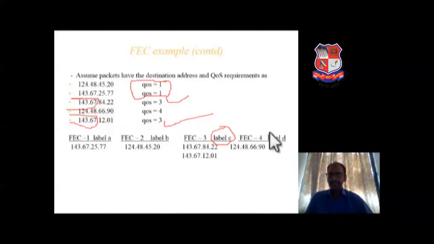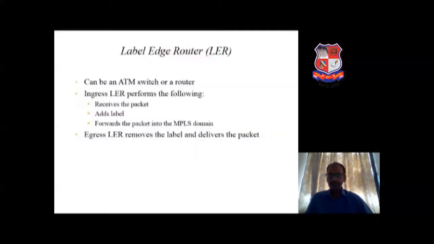And that's what here 124.48.66.19 has been given a different label, and 124.48 which requires QoS parameter 1 has been given a different label. Similarly, the one thing left, that was QoS 1 with 143.67, has been assigned a different label. So I think this would make it clear to you.